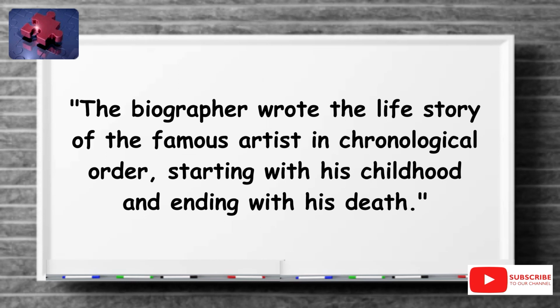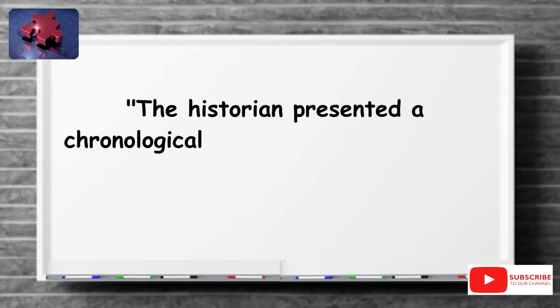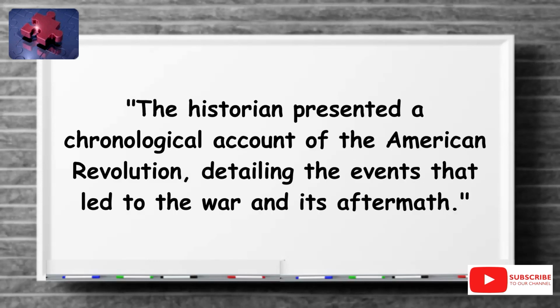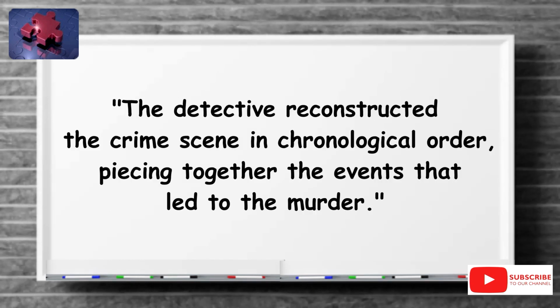his death. Use chronological to describe a historical account. The historian presented a chronological account of the American Revolution, detailing the events that led to the war and its aftermath. Use chronological to describe a series of events. The detective reconstructed the crime scene in chronological order, piecing together the events that led to the murder.